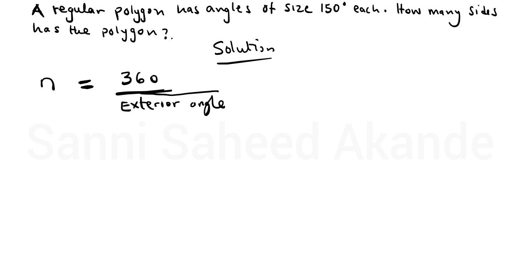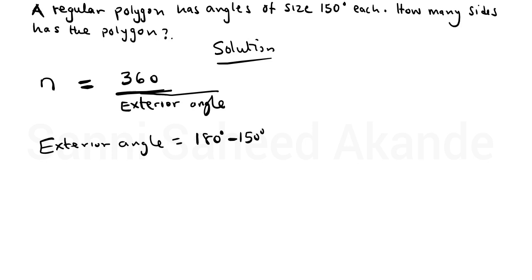But the problem now is we don't know the exterior angle of that regular polygon, but we know the interior angle. Each of the interior angles of this regular polygon is 150 degrees. So the exterior angle will be equal to 180 degrees minus 150 degrees. This is an angle on a straight line.